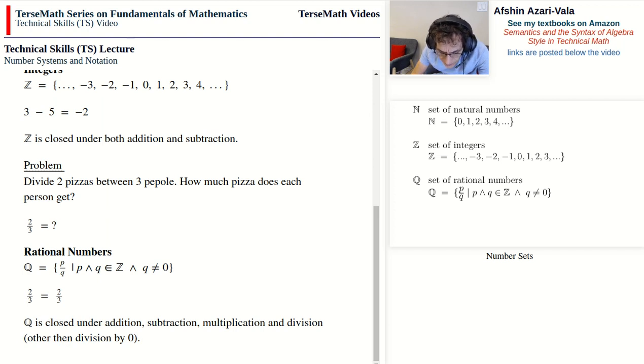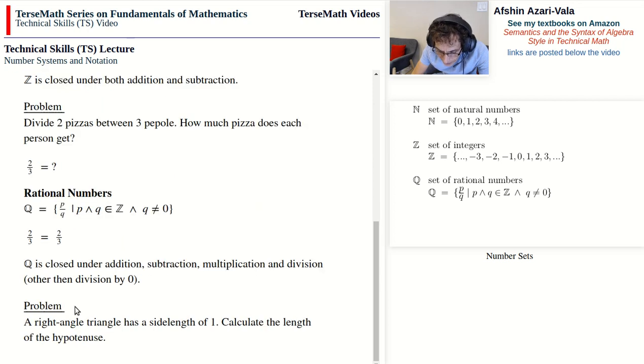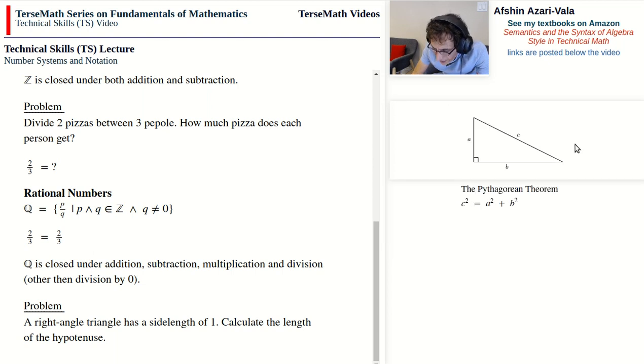Now, the next problem that we're going to look at is a problem whose solution cannot be written down using any of these numbers that we have. Okay, the next problem is a right-angled triangle has a side length of 1. Calculate the length of the hypotenuse. Now, to show you what that means, let's take a look at this diagram. This is a right-angled triangle. The right angle is over here, and we refer to the long side as the hypotenuse.